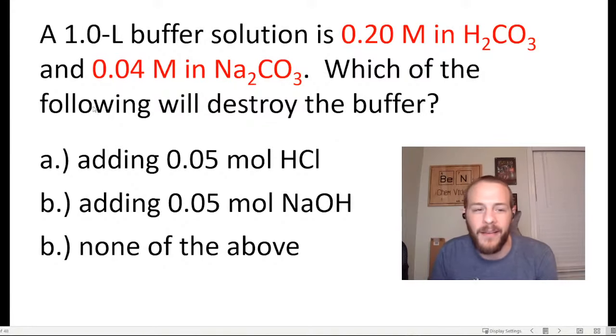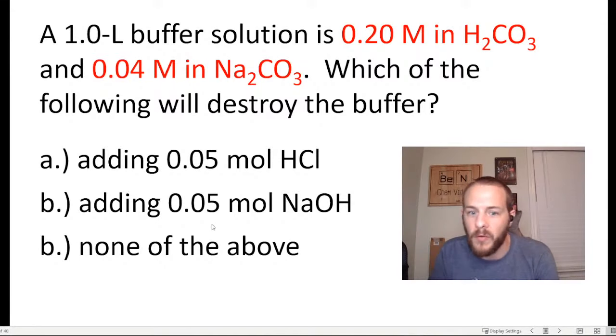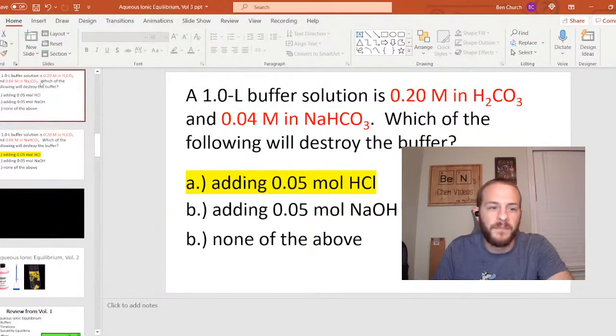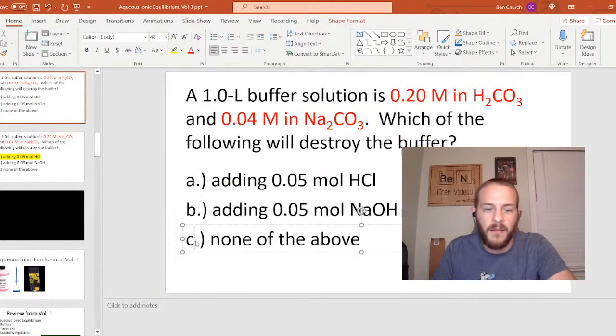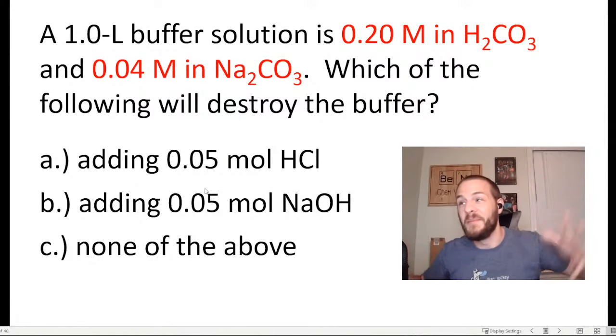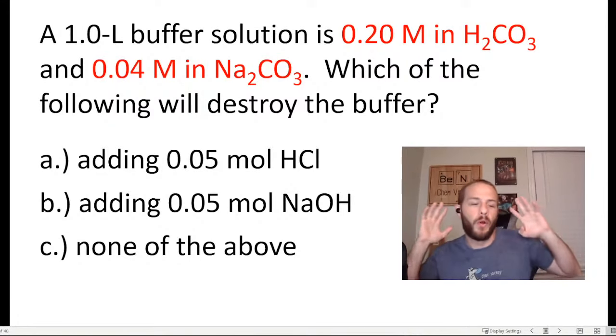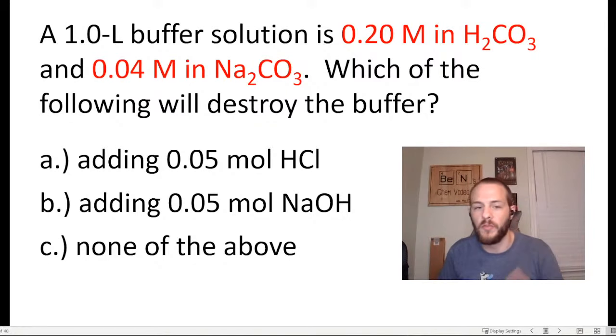So which of the following actions will destroy this buffer? A, which is to add 0.05 moles of HCl. B, which is to add 0.05 moles of sodium hydroxide. And that should be C. Man, I am just making all kinds of mistakes right now. It's okay to make mistakes, I suppose, right? And C, which is none of the above, right? So adding 0.05 moles of hydrochloric acid, adding 0.05 moles of sodium hydroxide, or neither. Neither of these will destroy the buffer.